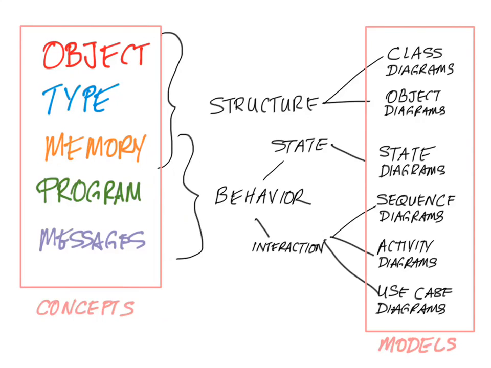So these are the models of our system, and they map sort of onto the concepts. We see the concepts showing up repeatedly in these diagrams. And the three kinds of models that we'll see, structural models, state models, and interaction models, are what we're going to be covering next.